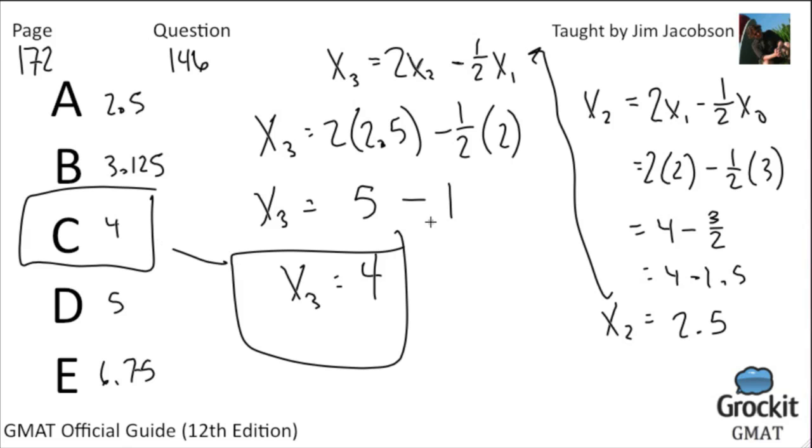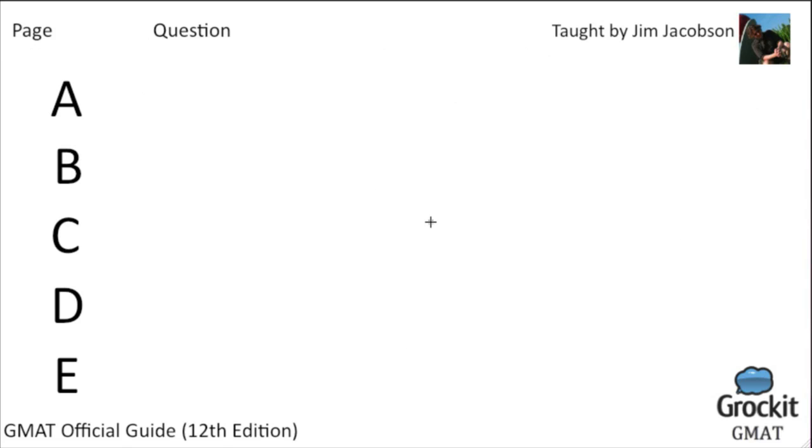Okay, let's move on to the next page. Page 173, question 147. We have answer choices: 10 minus 5 times the square root of 3, 10 minus 5 times the square root of 2, 2 and 1/2, and then 4.